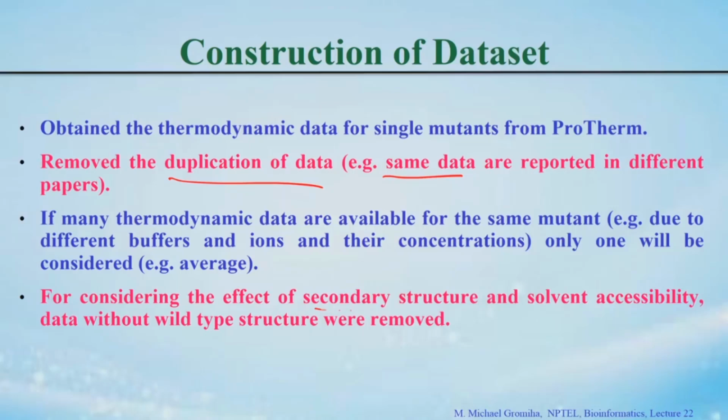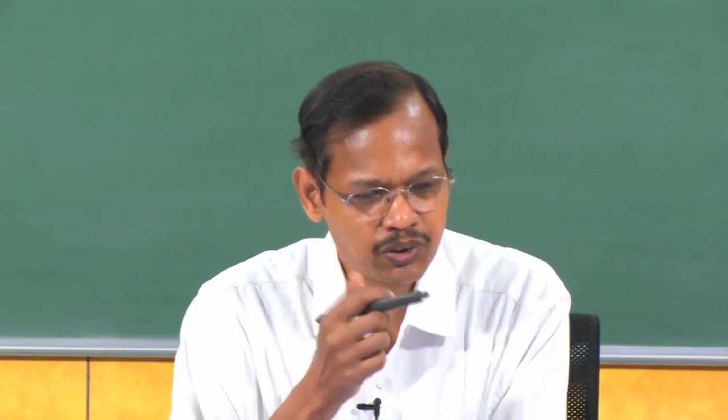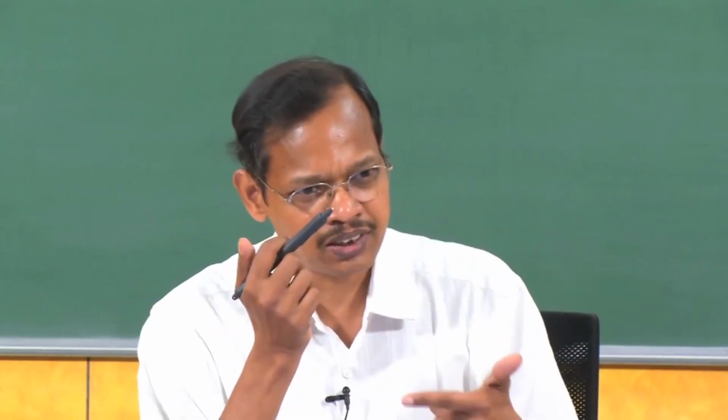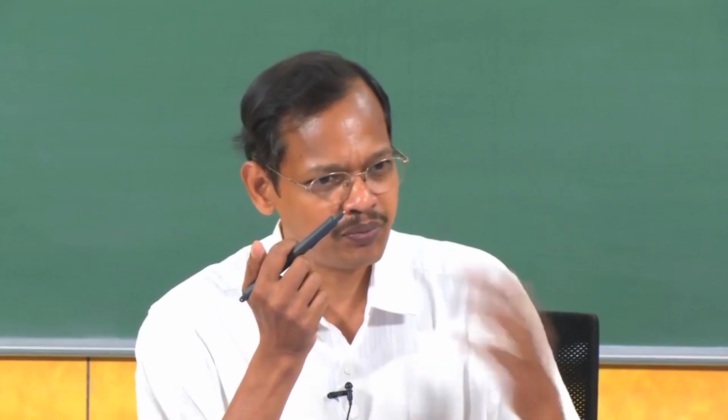Then you can also consider secondary structure as well as orbital accessibility, and see this effect. If you want to do this and the structure is not available, then you can either predict it or discard the data. So you have both options: you can predict the secondary structure and ASA and use them for prediction, or if you need only the structure information and it is not there, then you can discard this data.